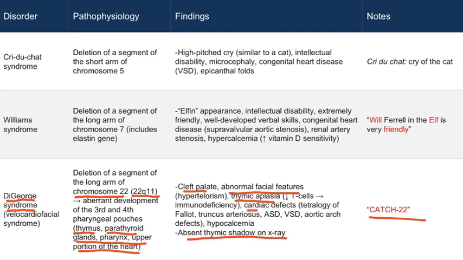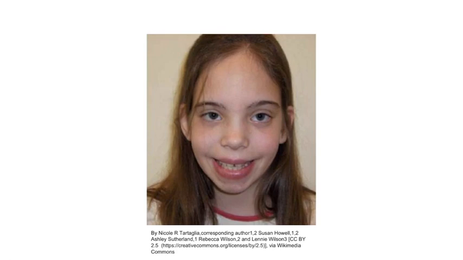C stands for cardiac defects. You can see I've shown many possible cardiac defects in parentheses here. H stands for hypocalcemia. This is due to dysgenesis of the parathyroid glands. Finally, the 22 can help you remember that this is a deletion of chromosome 22q11. This is not DiGeorge syndrome, but is a great example of hypertelorism. Notice that her eyes are very far apart from one another.